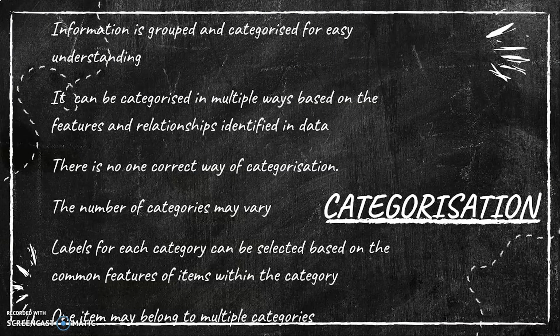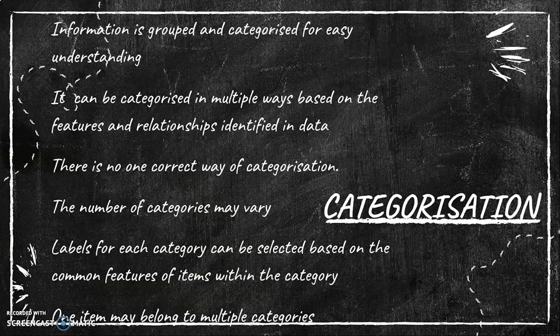Then you are going to learn categorization. Information is grouped and categorized for easy understanding. Categorization can be done in multiple ways. Based on the common features, as I told you, and relationships in the data, you can categorize the information in multiple ways. The choice is up to us only.